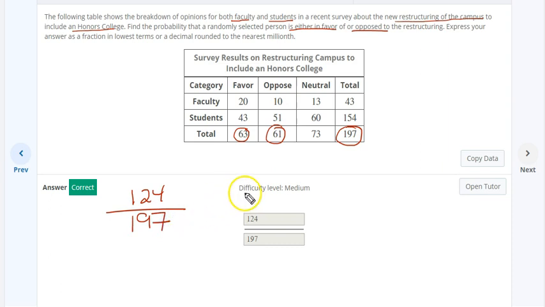And we already have our total here of 197. Again, you may have one that's a little different. This one seemed rather easy, although it was listed as medium. 124 over 197, and that seems pretty straightforward. And that would wrap this up.